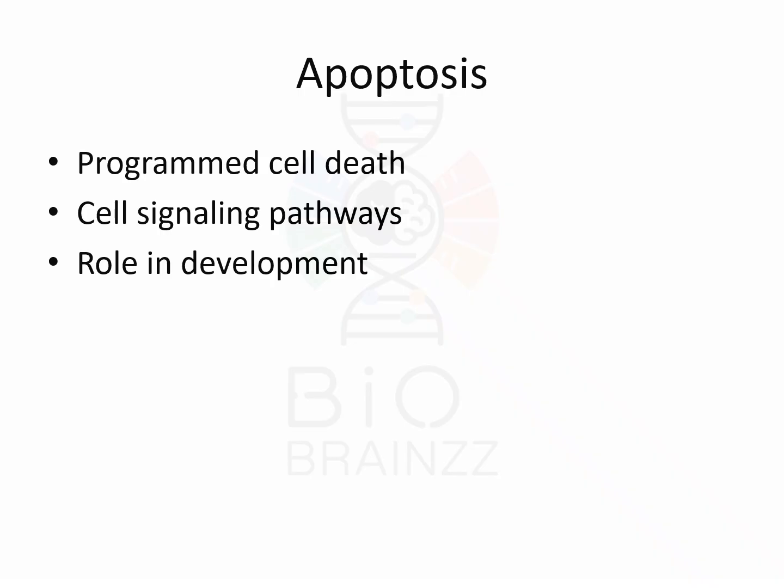Apoptosis is a process of programmed cell death that plays an essential role in development and tissue maintenance. Unlike necrosis, apoptosis is a controlled and regulated process that prevents damage to surrounding tissues. It is regulated by complex signaling pathways involving proteins such as caspases. Apoptosis helps remove damaged or unwanted cells, which is crucial for maintaining normal physiological functions.